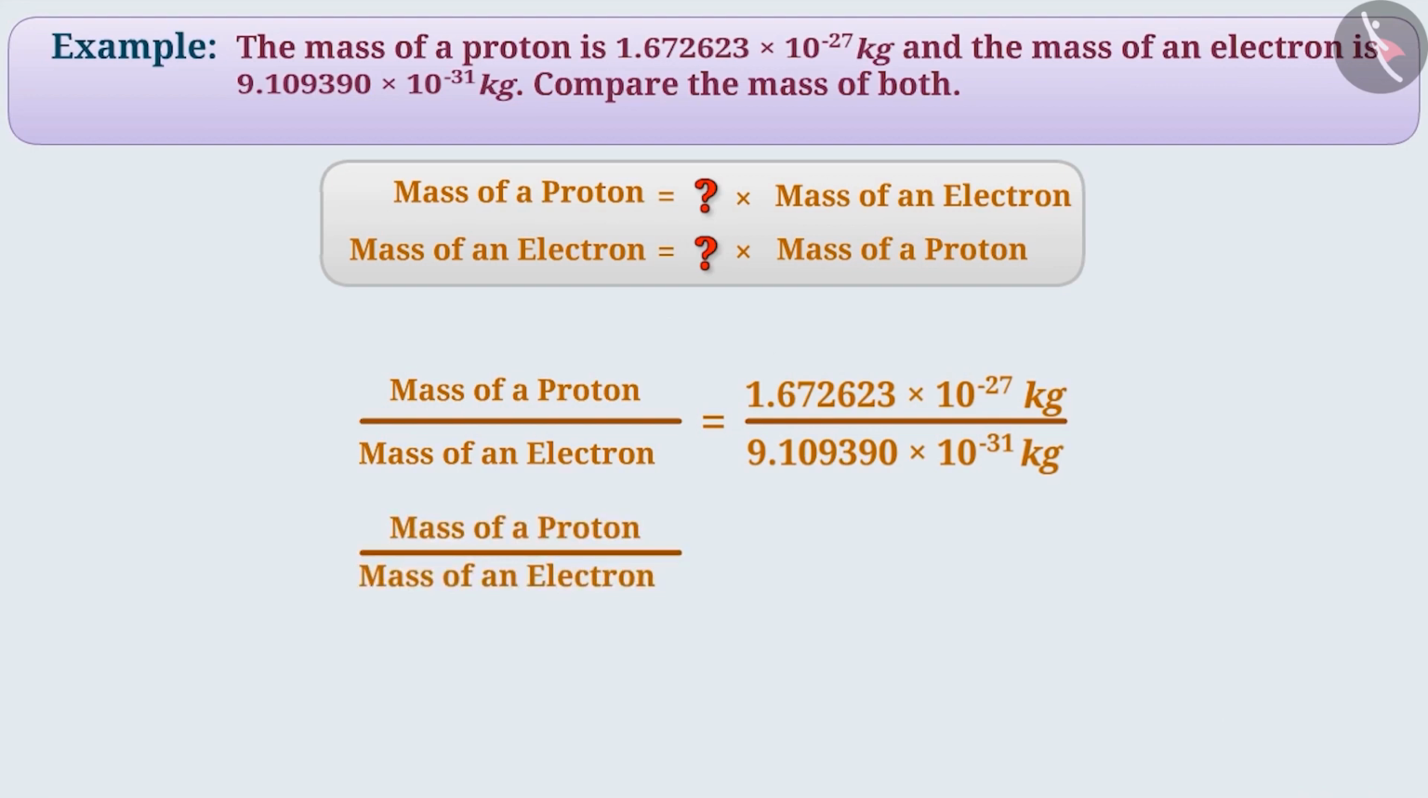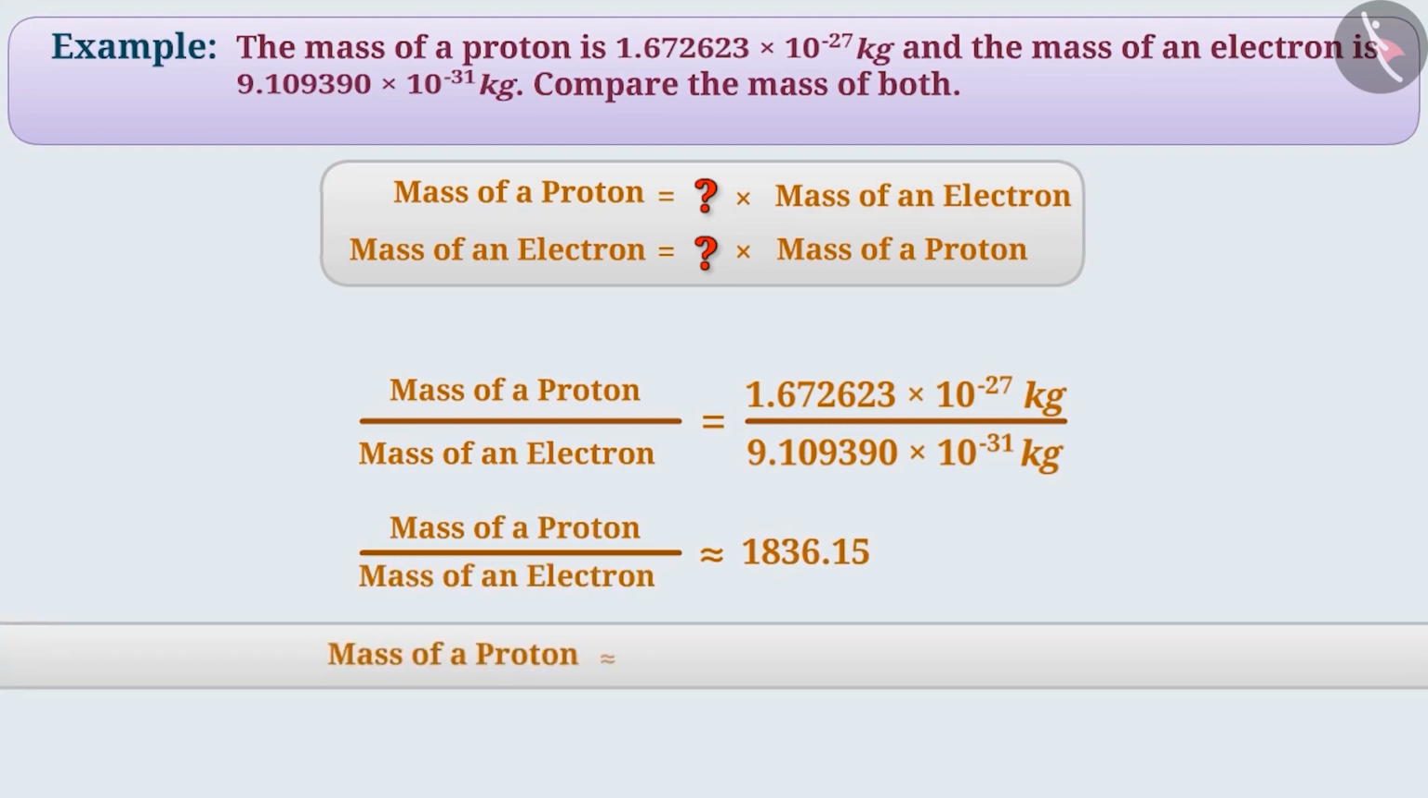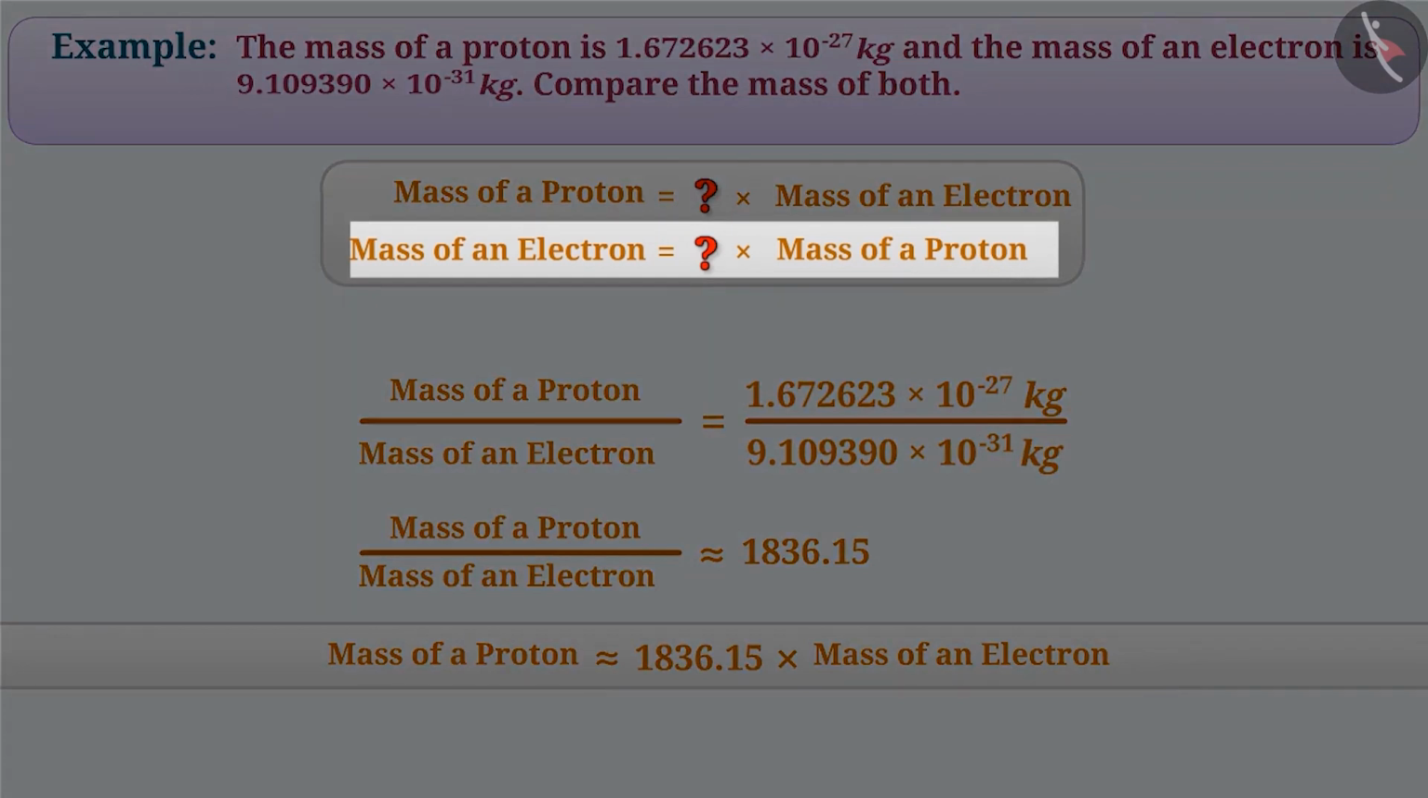We will get the result of this division as approximately 1836.15. In this way, we can say that the mass of a proton is about 1836.15 times greater than the mass of an electron. Now, you can find out the mass of an electron in comparison to that of a proton.